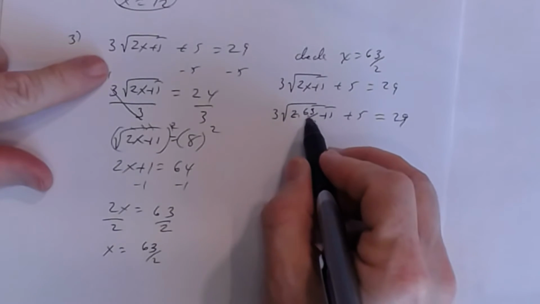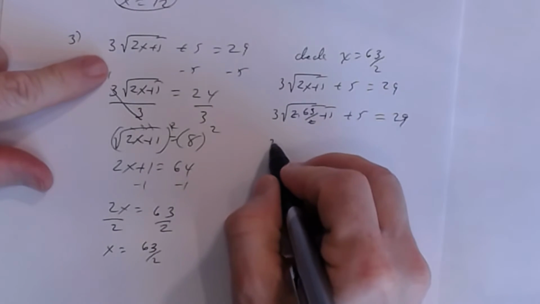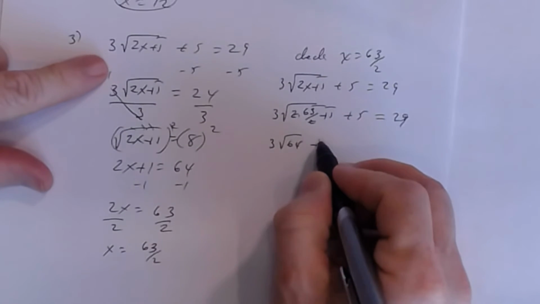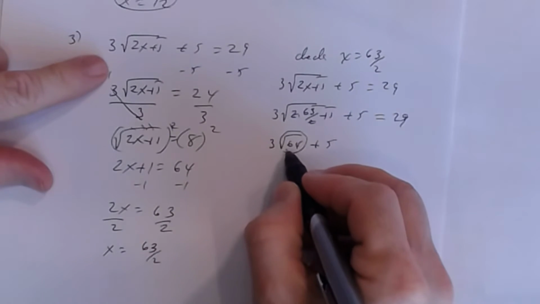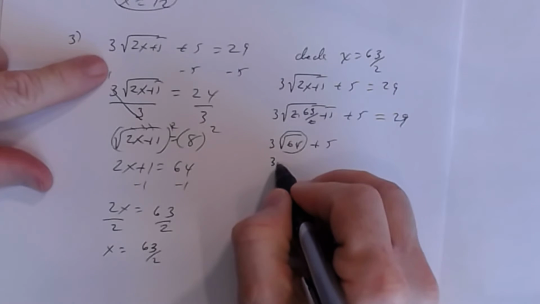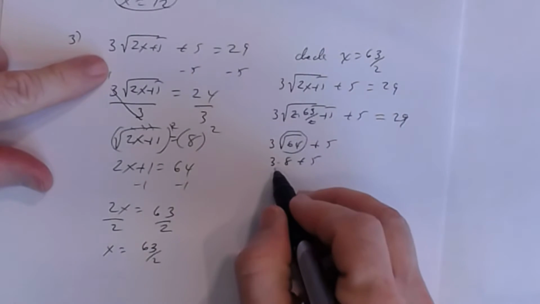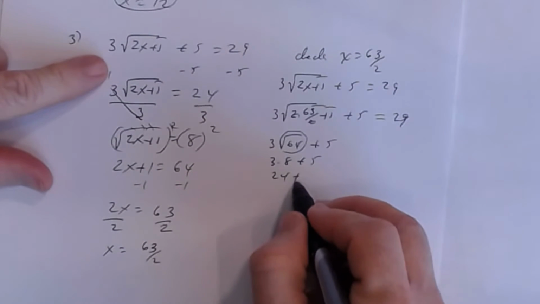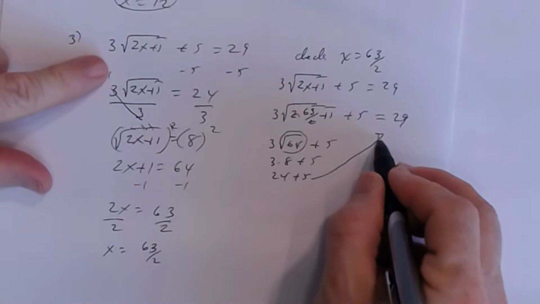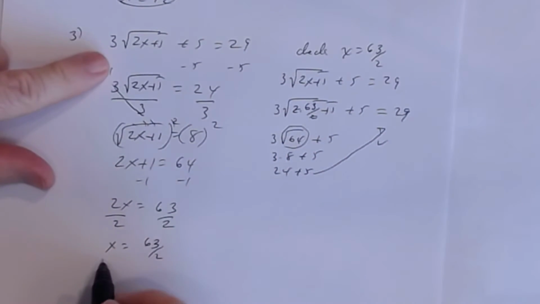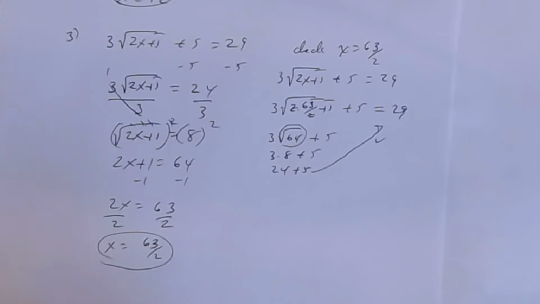The 2's divide out, 63 plus 1, 64. So I get 3 times the square root of 64 plus 5. The square root of 64 is 8, so I get 3 times 8 plus 5. 3 times 8 is 24. 24 plus 5 is 29. So this works. All right, so that's number 3.